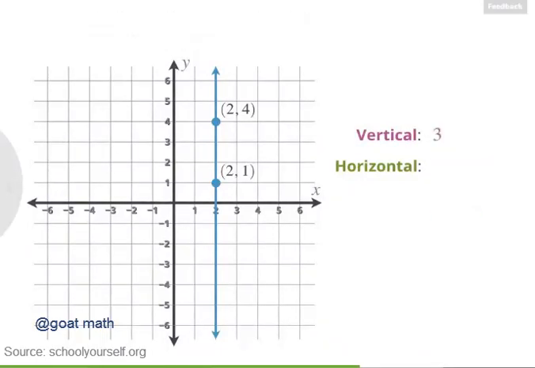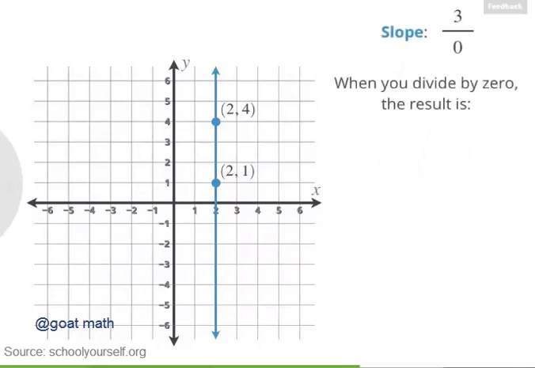Exactly right. The vertical distance is 3 and the horizontal distance is 0 because these points have the same x-coordinate. So the slope is the vertical distance divided by the horizontal distance. So that's 3 divided by 0. Now there's a word that describes what you get when you try to divide by 0. Do you remember what that word is? If not, ask for a hint or click down here to review.